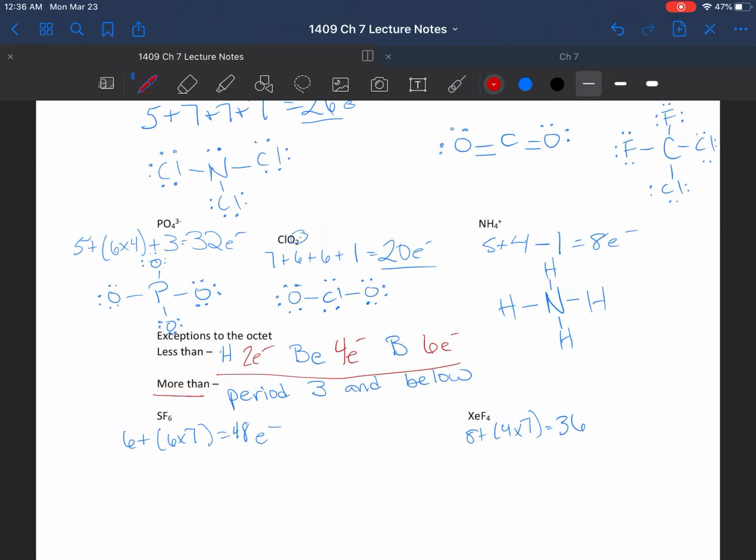We got our old friend sulfur hexafluoride. It's going to have 48 electrons total. We're going to follow all the same rules. Sulfur, surrounded by our 6 fluorines. We have 2, 4, 6, 8, 10, and 12 electrons connecting all of our fluorines to our central atom. And now we're going to use valence electrons to complete our octets.